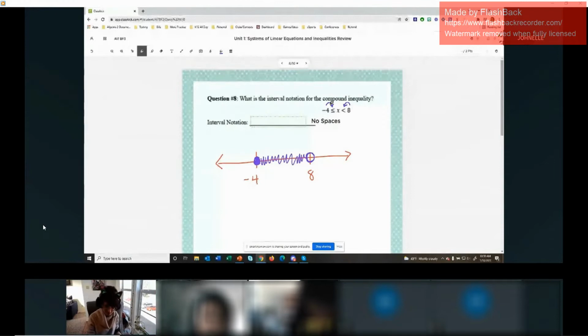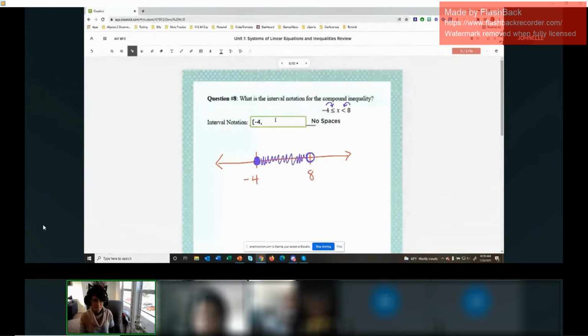So start with the furthest left that you have on your number line. The furthest left this goes is -4, and he's got a solid dot. So because he's a solid dot, he gets a bracket, the -4. It's so useful. And then the furthest right that it's shaded is 8, and it's an open dot, so 8 gets parentheses.